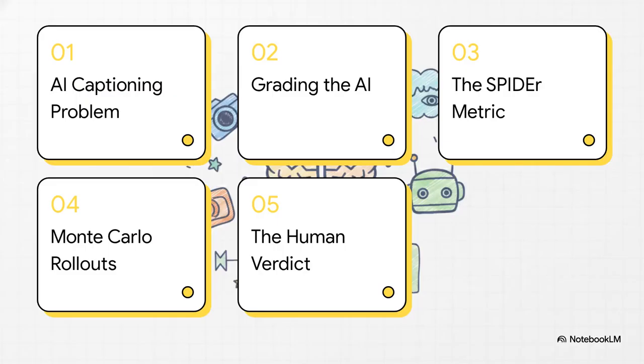Here is our roadmap for this explainer. We'll start with the AI captioning problem. Then we'll look at grading the AI, the SPIDEr metric solution, looking ahead with rollouts, and finally, the human verdict. Let's get right into it.